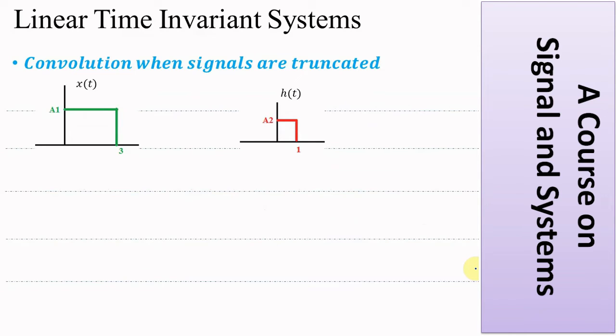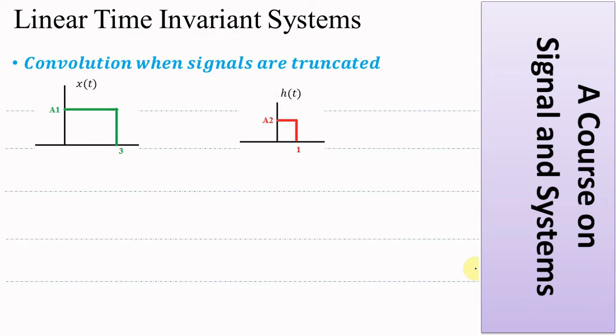So let us just take quickly a case of two rectangular pulses of different duration. So by taking different duration, we are actually giving a more generalized case. So xt is of magnitude a1 from 0 to 3.